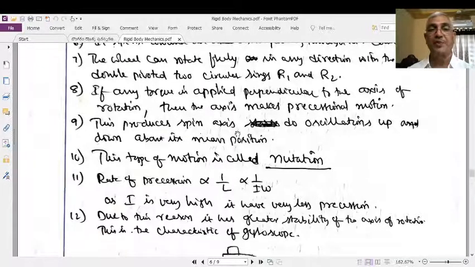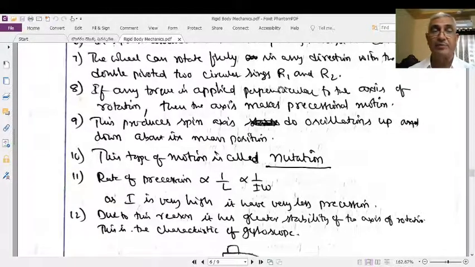This causes the spin axis to oscillate up and down about its mean position. First of all, the disc rotates about an axis. Then, because of gravity, some torque acts in a direction perpendicular to the axis. Therefore, the axis precesses. When the axis precesses, the axis and the rotor, the entire system, will oscillate up and down. It means that it moves up and down. How many motions are there?